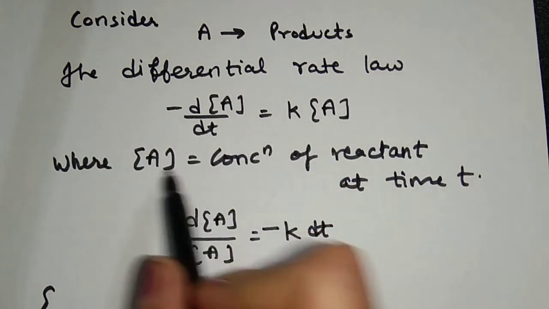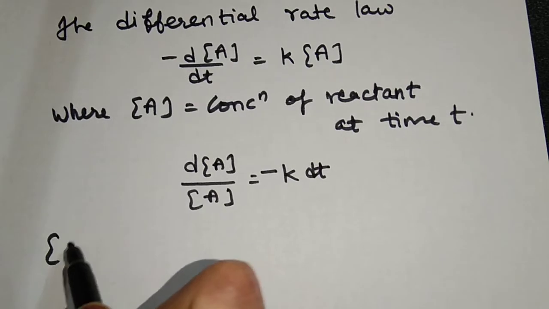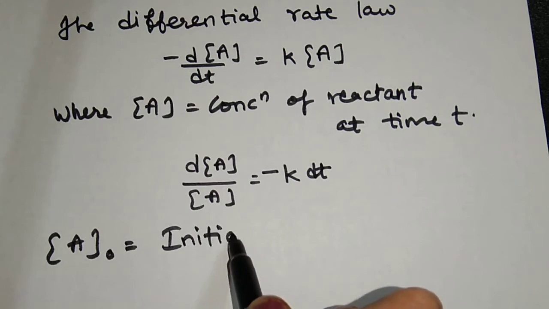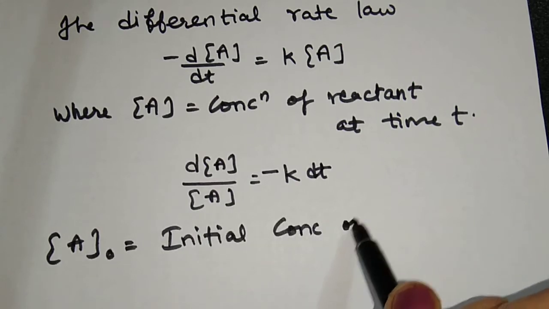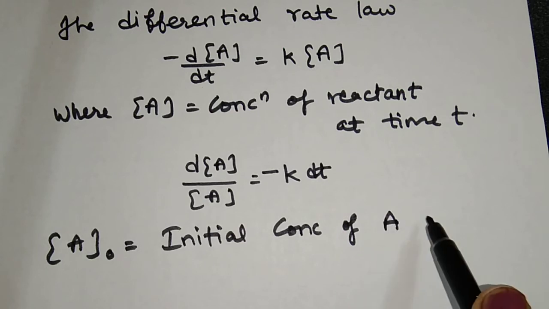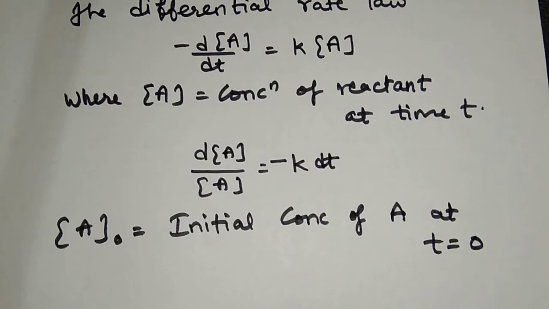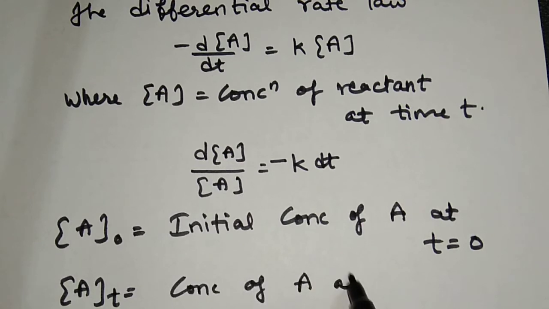Now let us say that A0 is the initial concentration of the A. We have only called A the concentration of the reactant at the time t. Now let us assume that A0 is the initial concentration of the reactant. When I say initial concentration of the reactant, it means the concentration of A when the reaction starts, means when the time is 0. And let us say that At is the concentration of the A that remains unreacted at the time t. Okay, At is the concentration of A at time t.